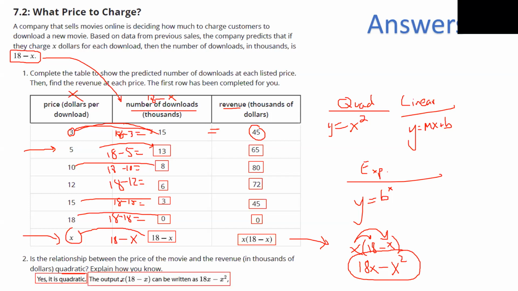And the reason is because our output, x times 18 minus x, will be rewritten as 18x minus x squared, as I showed you here, which is a quadratic expression.